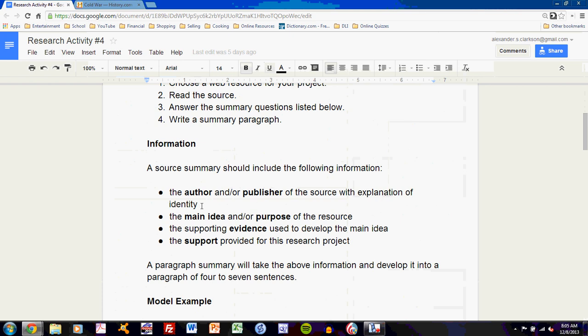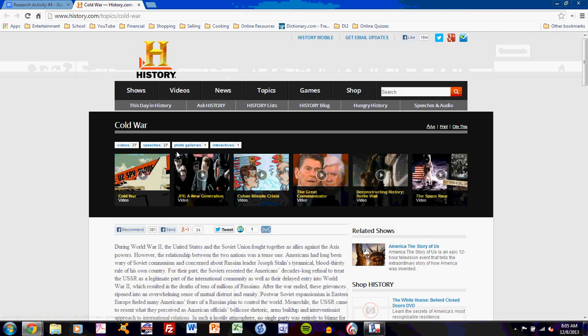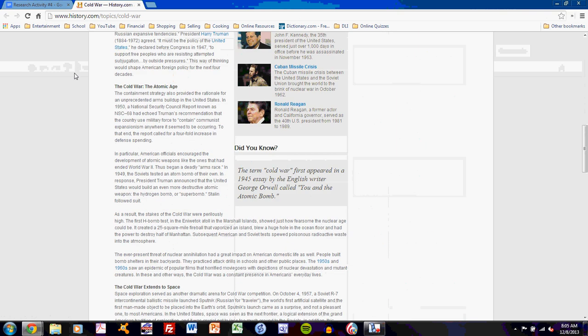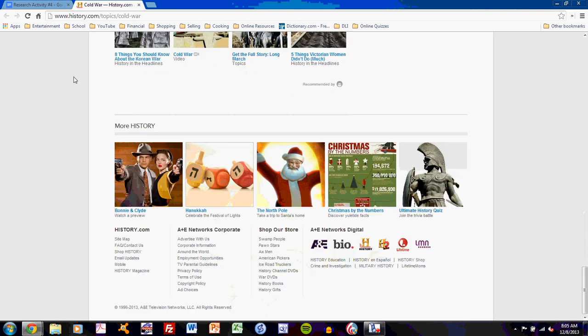I must identify who the author and/or publisher of the source is with an explanation of that identity. That means you must determine who is responsible for this page. I'll show here. Scrolling to the bottom, I see that this is a history.com web resource. We've discussed in class the different types of resources, and history.com is published by the History Channel.